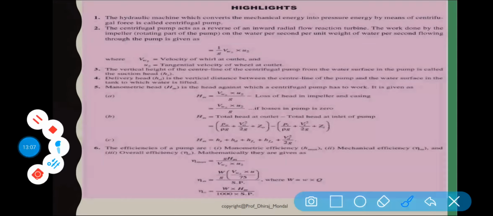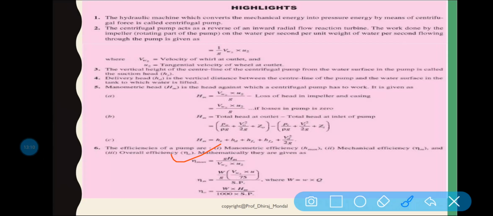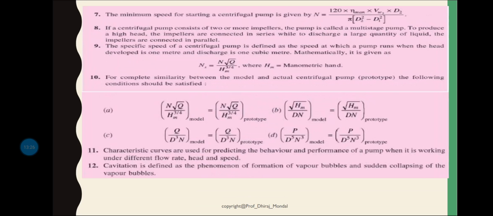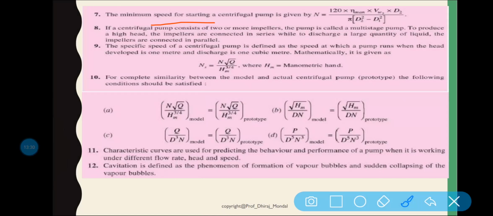And one more important, that is your manometric efficiency is equal to g HM by Vw2 U2, or the overall efficiency also you can find out: output by input, where output is the water power and input is the shaft power. Minimum speed required to start the centrifugal pump is given by this equation: 120 into manometric efficiency into Vw2 into D2 by pi into (D2 square minus D1 square). Clear?